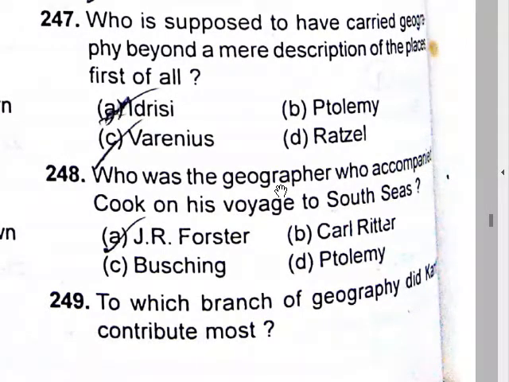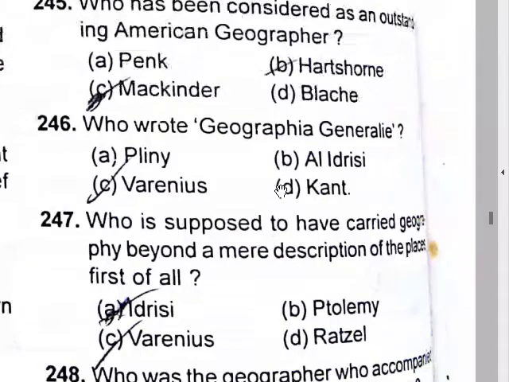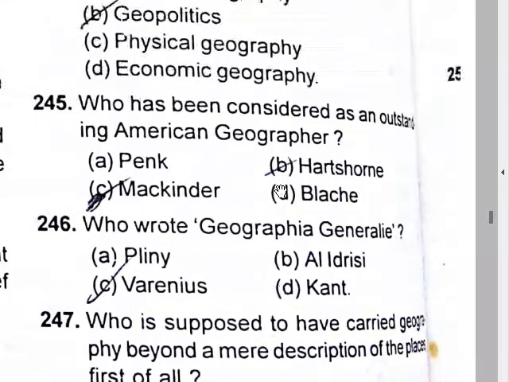Who was the geographer who accompanied Cook on his voyage to the South Seas? It is J.R. Forster, who is supposed to have carried geography beyond a mere description of the places. Who wrote Geographia Generalis? Varenius. Who has been considered as the outstanding American geographer? It is mainly Hudson.